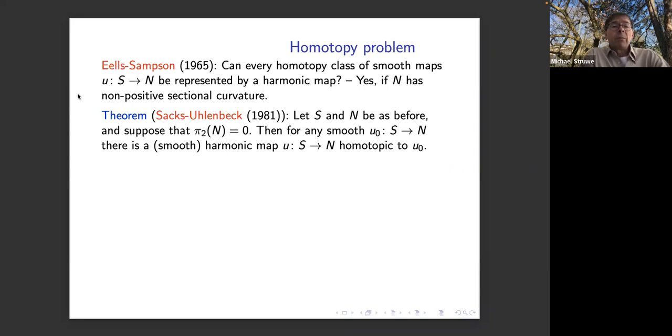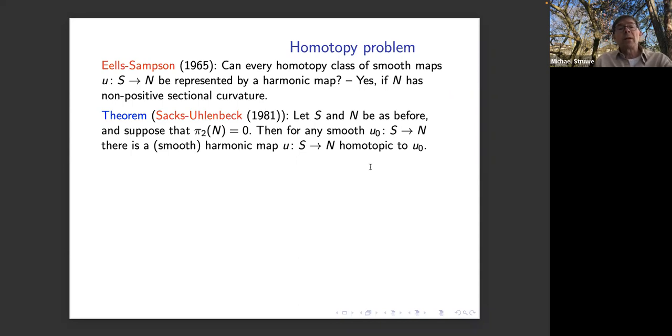Now we're again in 2 dimensions, and we let S and N be closed as before, and suppose now that the second homotopy group of the target is 0. So N could, for instance, be the 3-sphere, but not the 2-sphere, because for the 2-sphere, this topological condition would not hold. But for the 3- or 4-sphere, the second homotopy group vanishes, so this would be okay. Then, for any smooth u0 from S to N, there's a smooth harmonic map representing u0 in its homotopy class.